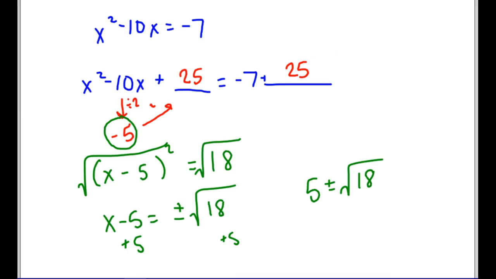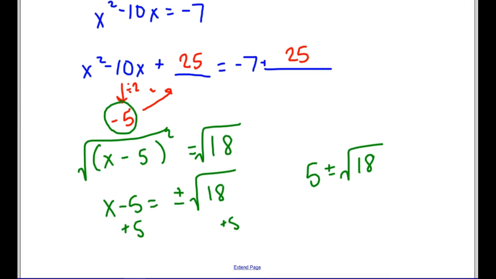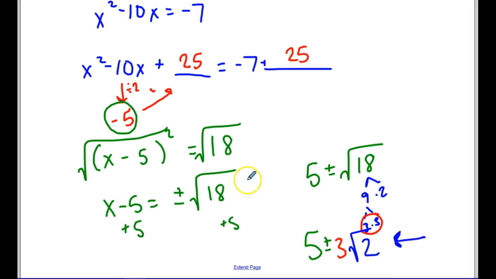Well, let's go ahead and simplify this radical so we can have the best answer possible. So I'm going to break this down, 9 times 2, and I know that 9 is 3 times 3. So since I have these 3's, I'm going to have 5 plus or minus 3 times the square root of 2. And this will be my final solution because I still have my 2 answers here. So I can use completing the square to solve these as well.